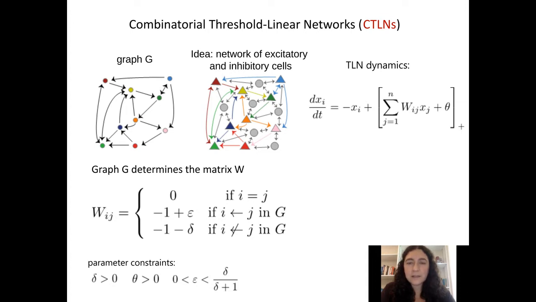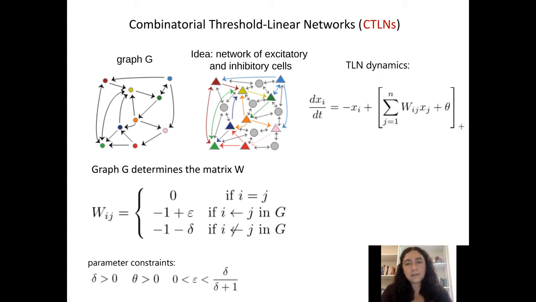So when there is an edge between 2 nodes, we assign this weight -1 plus epsilon. You can see here the W_ij formula down below shows that you have a -1 plus epsilon if j goes to i in the graph. And if there's no edge from j to i, then you have this weight -1 minus delta. What these 2 values represent are a weaker and a stronger inhibition. So epsilon and delta are positive quantities.